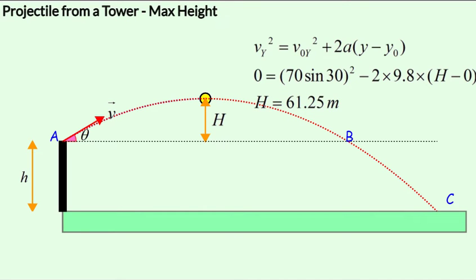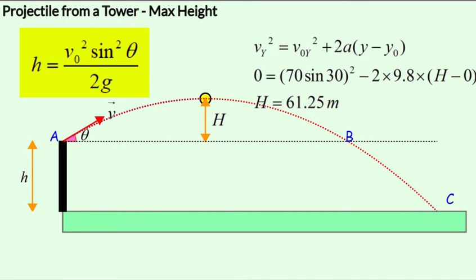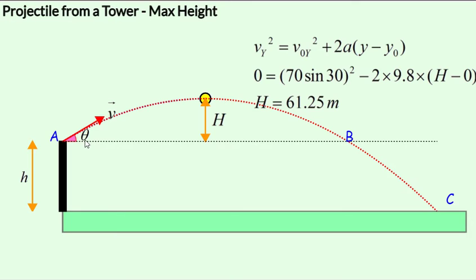Now, we could have also used the formula for the maximum height of a projectile that we derived some lessons ago, which was V0 squared sine squared theta over 2g. And here also we would have got 61.25 meters. But remember that this is also from the launch reference line, not from the ground. So we are considering only the first part of the trajectory from A to B.